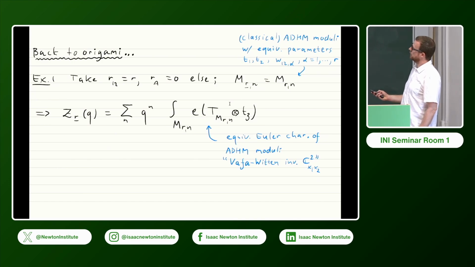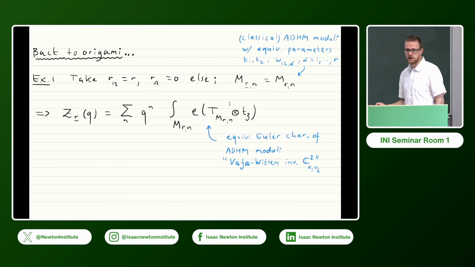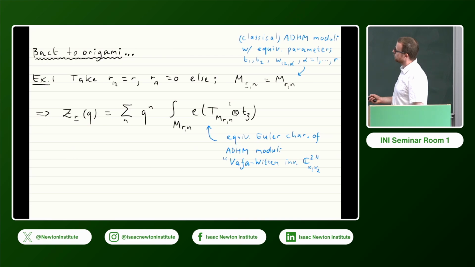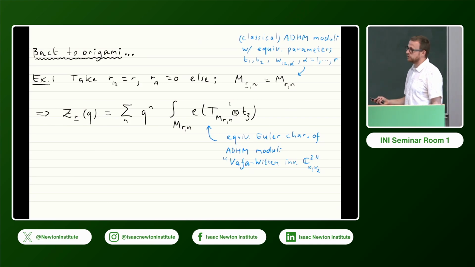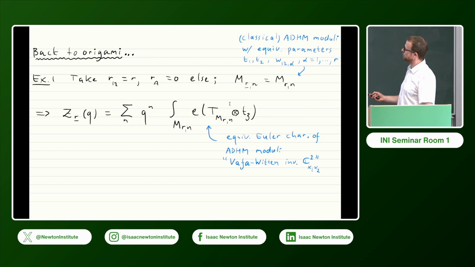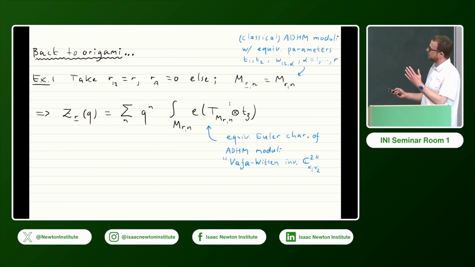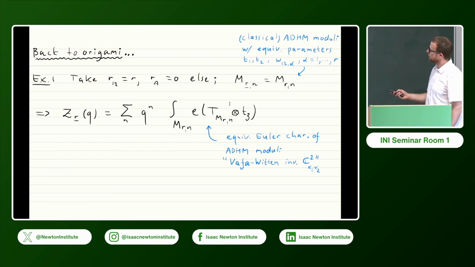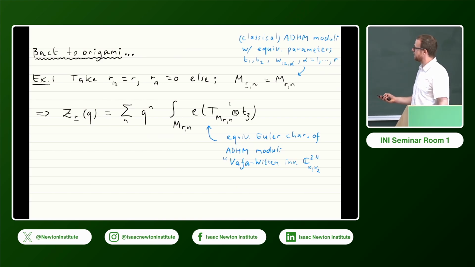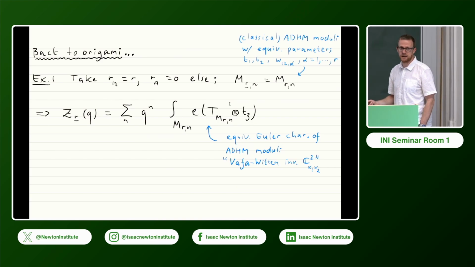So in this case, this origami partition function is just equal to an integration over the traditional ADHM moduli space, MRN, but there's an insertion. Now you're not integrating one, but you're integrating the Euler class of the tangent bundle twisted by T3, where 3 is one of the other directions. This, if you like, is what you could call the Vafa-Witten invariants of the affine plane C2.